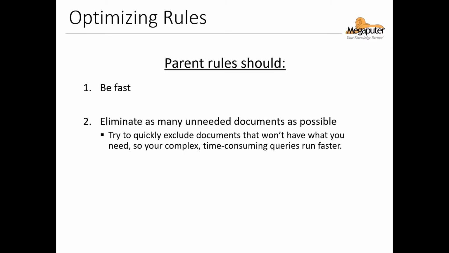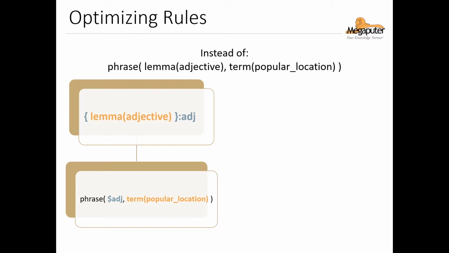And as we just went over in the previous example, our parent rules not only need to be fast, they also need to eliminate as many unneeded documents as possible. This ensures that our more complex, time-consuming queries will run on a smaller subset of the data, and this means it won't take as long to execute. So for example, we can set up a parent-child rule where we first search for adjectives, then assign them to a named group, and finally look for a phrase with anything in that named group followed by a popular location.